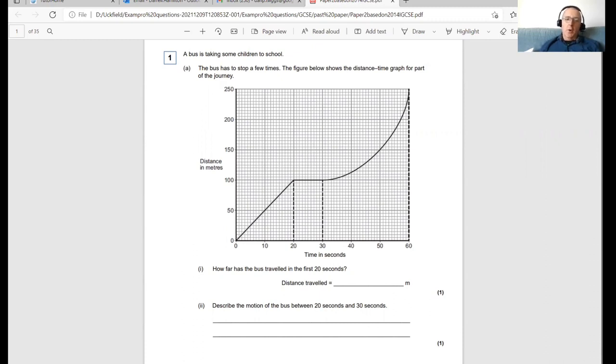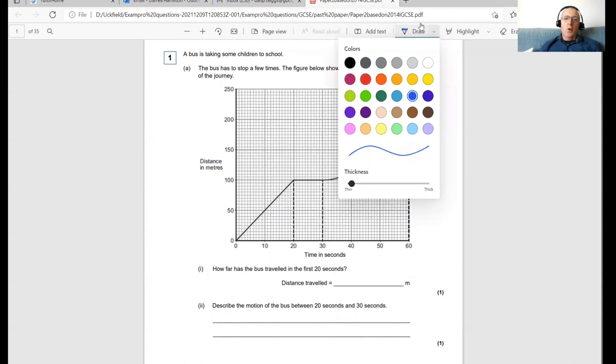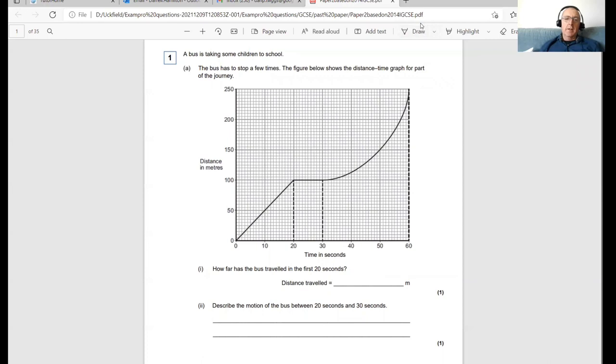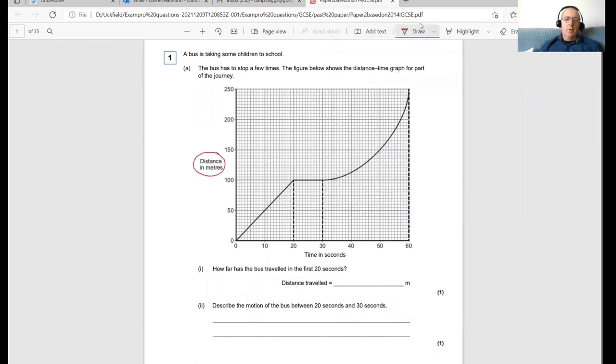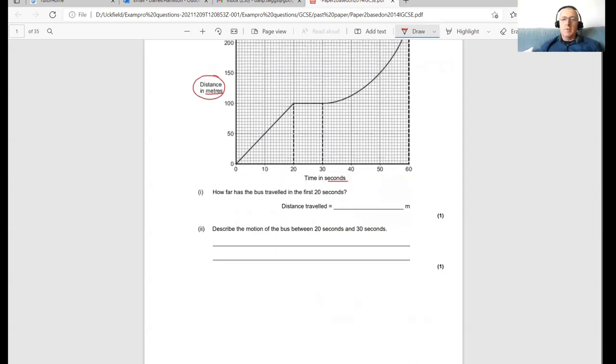So I would always advocate that you're careful to check what kind of graph you've got before you begin. And you have a distance time graph in this case. So make sure that that is clear when you start, and notice your graph is in meters and your time is in seconds. These are things that you really need to be picking up on at the very start. Let's read the rest of the question.